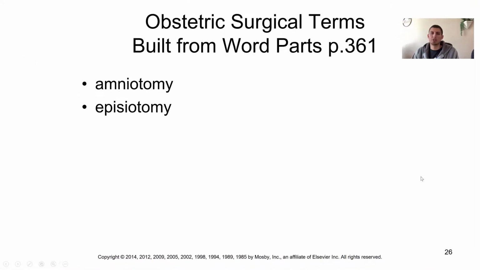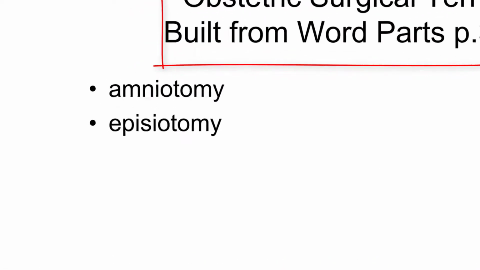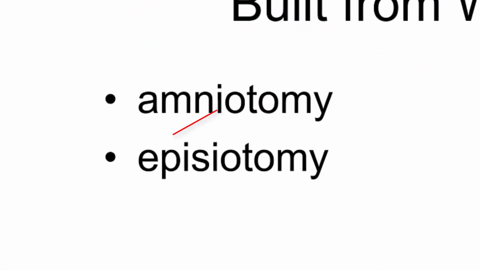Bottom of page 361, you'll see some obstetric surgical terms that are built from word parts. So amniotomy and episiotomy. Remember that otomy means to make an incision, and so an incision into amnio, or the amniotic sac, and then episio, referring to the vulva. So an episiotomy would be a surgical incision made in the vulva, usually made in order to prevent tearing or further tissue damage during delivery.